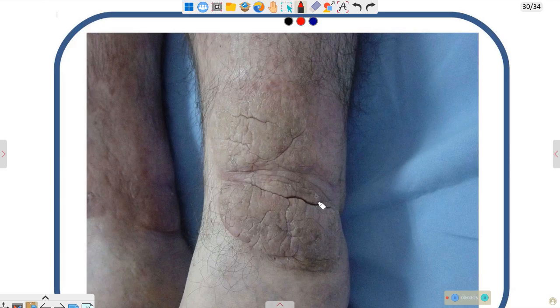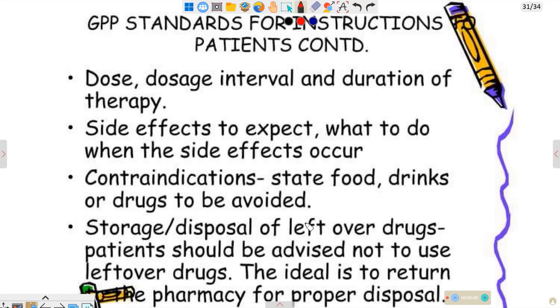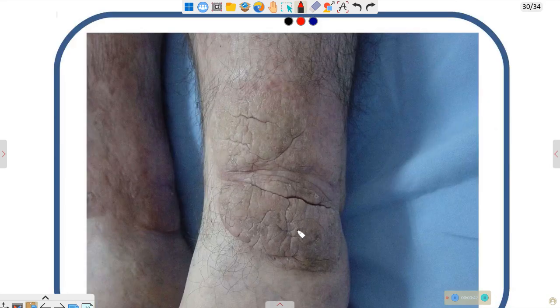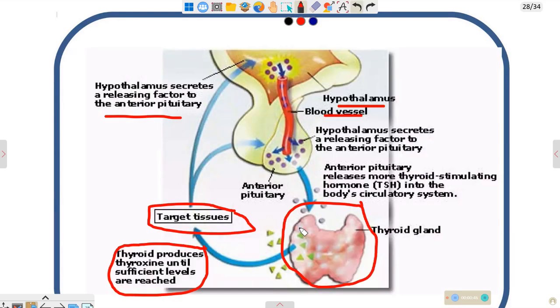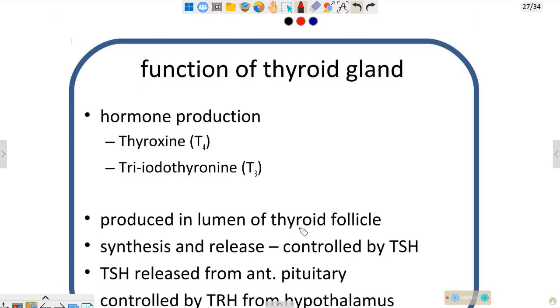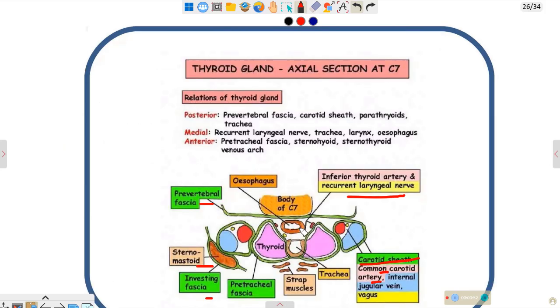This is the function of hypothyroidism, and this is the symptom of hypothyroidism, which depicts the thyroid. So there is a thyroid gland, and in this video there is a function of the thyroid gland, which is hormone production.